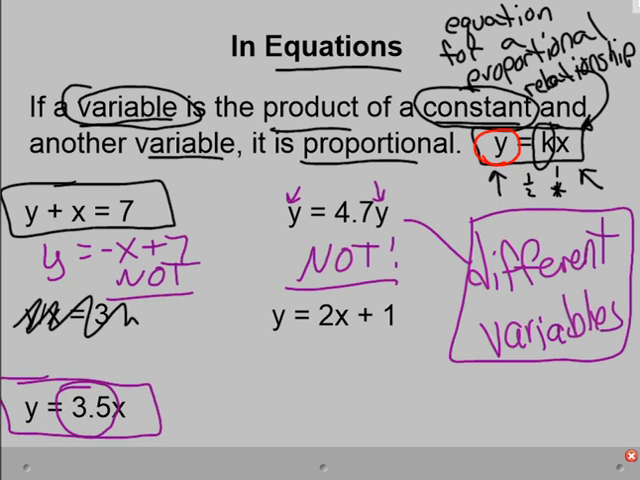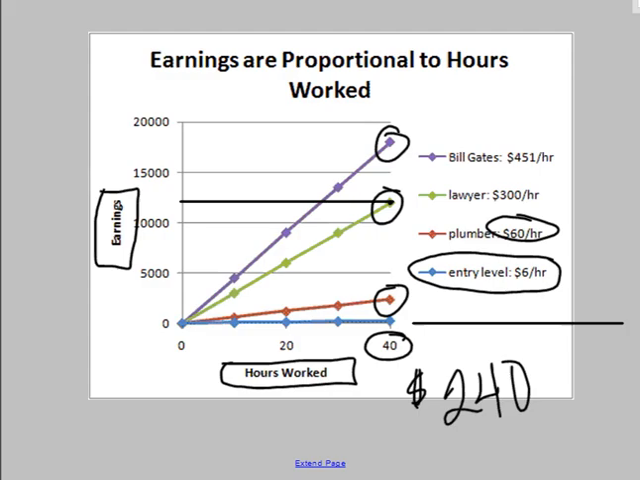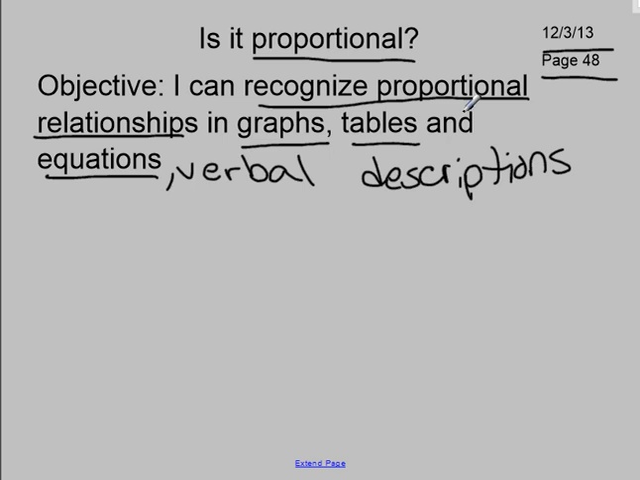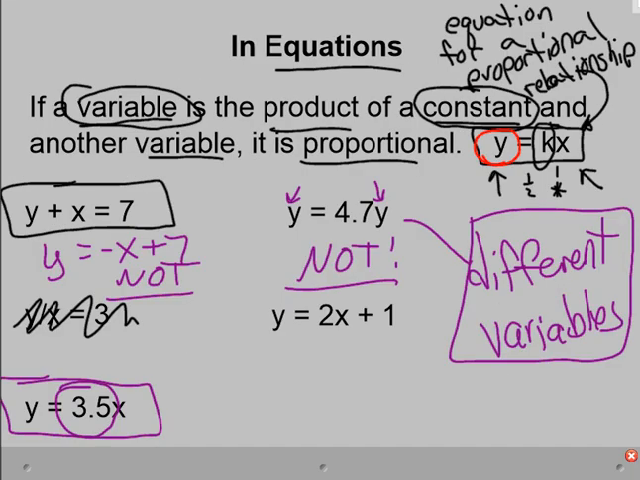We're going to skip the verbal expression. In the beginning of the video, we talked about we were going to find if a relationship was proportional and I had to add verbal descriptions. We're going to go ahead and save that for another day.